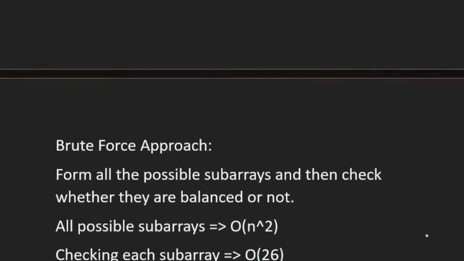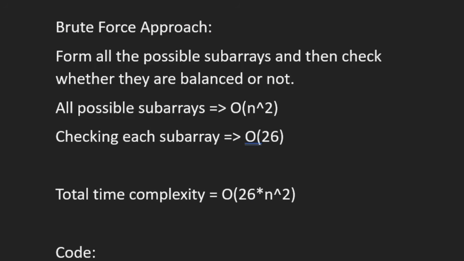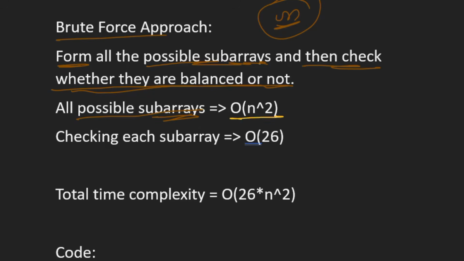So let's see the approach for this question. What we will do is form all the possible subarrays and then check whether they are balanced or not. Let's say the length of the string is n, then all possible subarrays can be formed in big O of n square, and that is feasible as per the constraints. And checking each subarray will take big O of 26, because all letters are lowercase English letters.